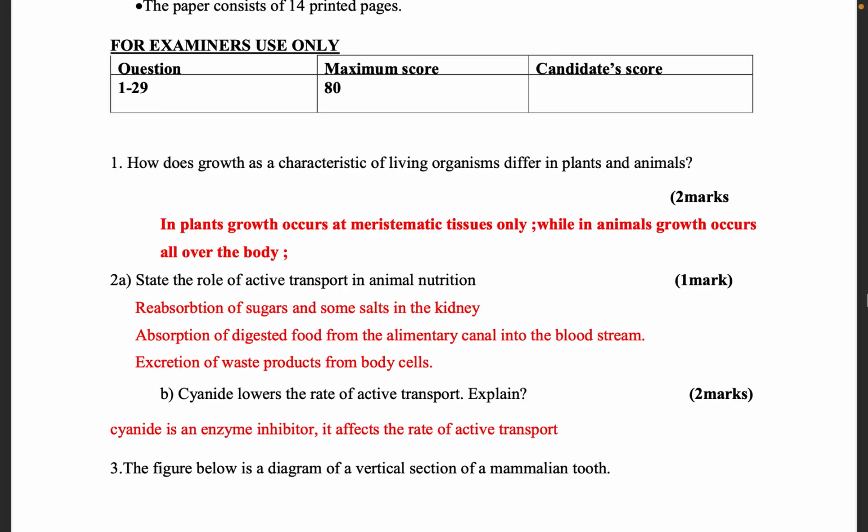2b. Cyanide lowers the rate of active transport. Explain. Cyanide is an enzyme inhibitor. It affects the rate of active transport.